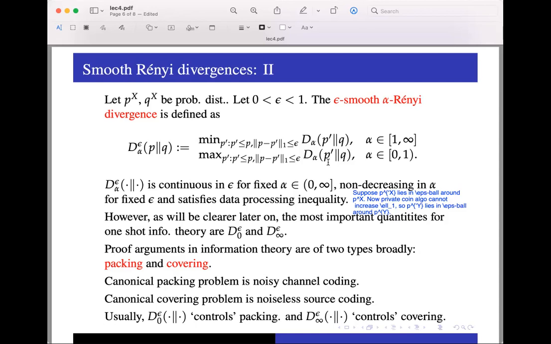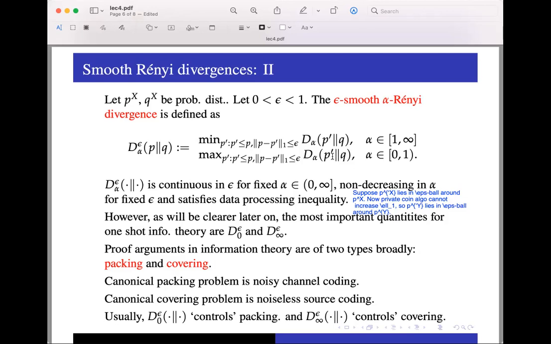So let us look at alpha equal to 0. The extreme case out here, alpha equal to 0. So I'm talking of d0 epsilon, the smooth zero Renyi entropy. Now remember that if P is full support, then the zero Renyi entropy of P with respect to Q is always 0. So really one is not distinguishing between P and Q via this measure.